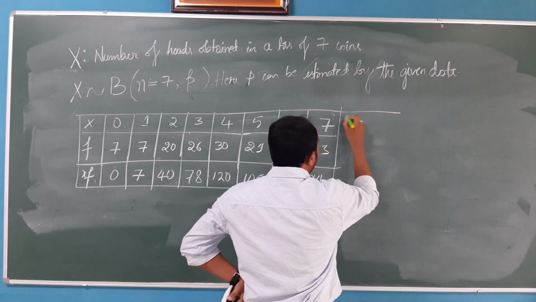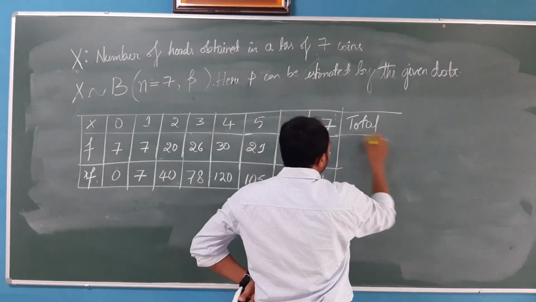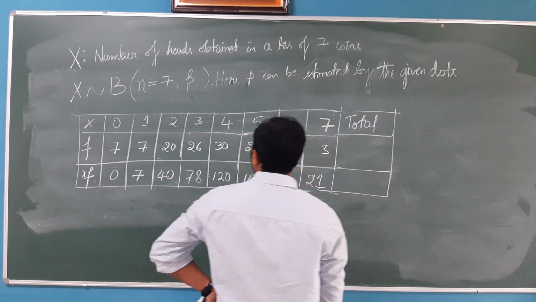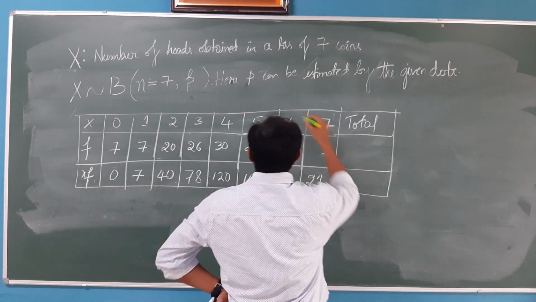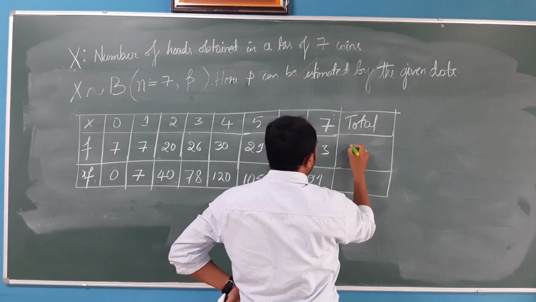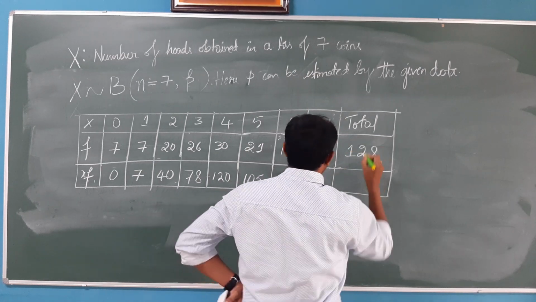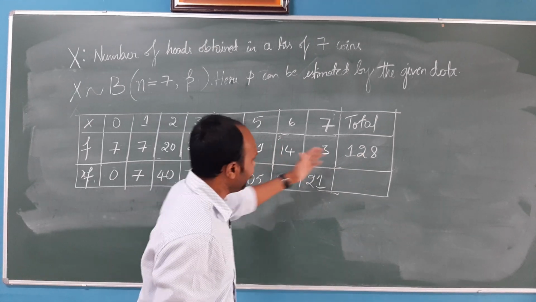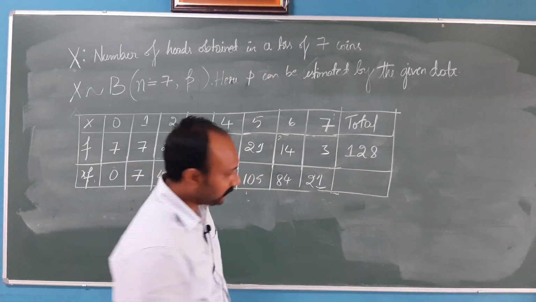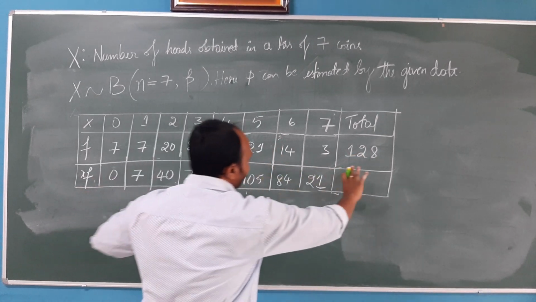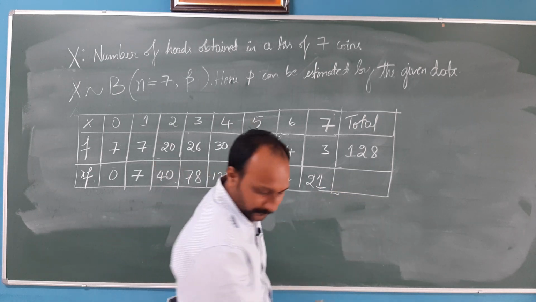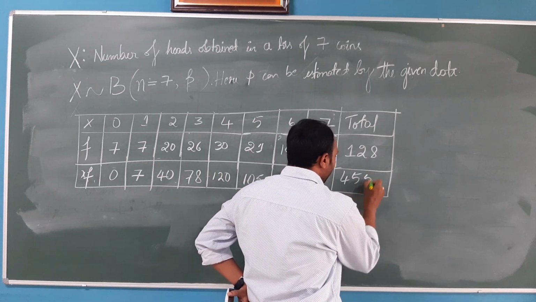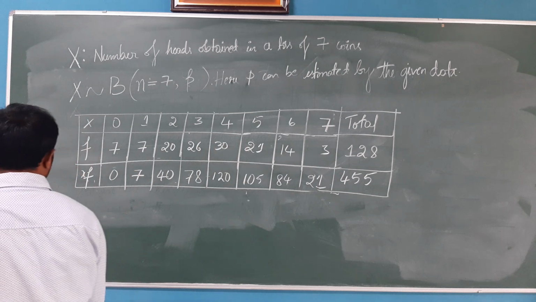Fine. Next, let us total all these values. For the first frequency total, anyhow we know 7 coins have been tossed 128 times, so we need not find the total. Next is the total of the next row. If you add all these values, the total will be 455.